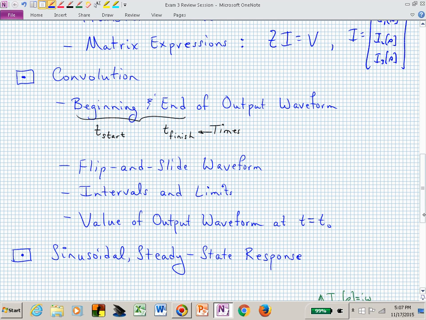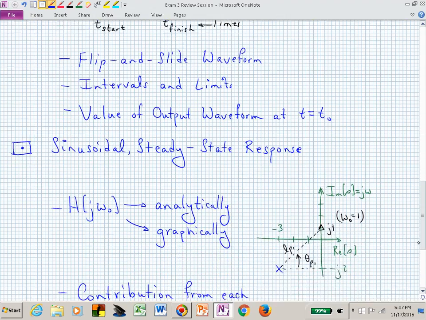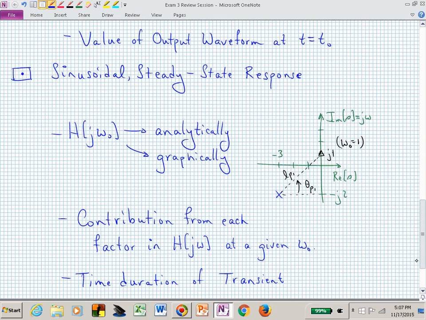Maybe that ends up being when it's 0. Then the last part, topic-wise, is sinusoidal steady-state response. I need you to feel very comfortable with finding H of j omega, either analytically or graphically.